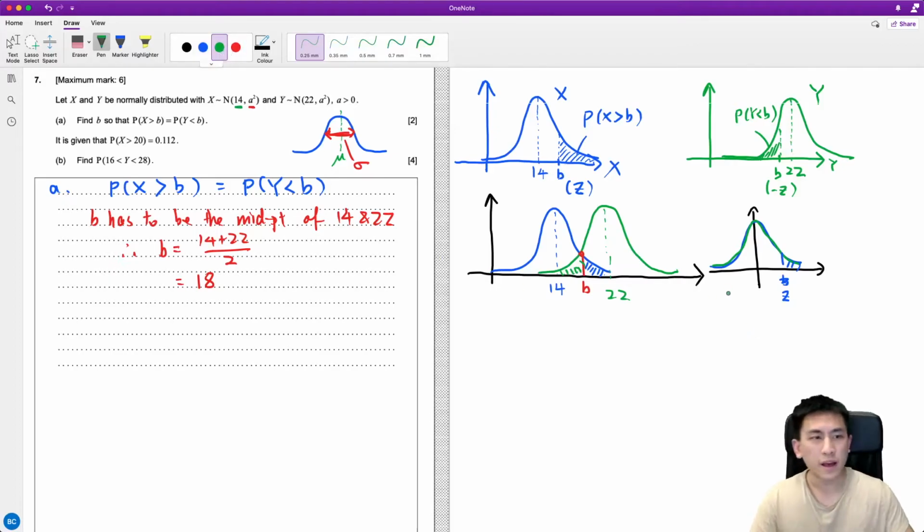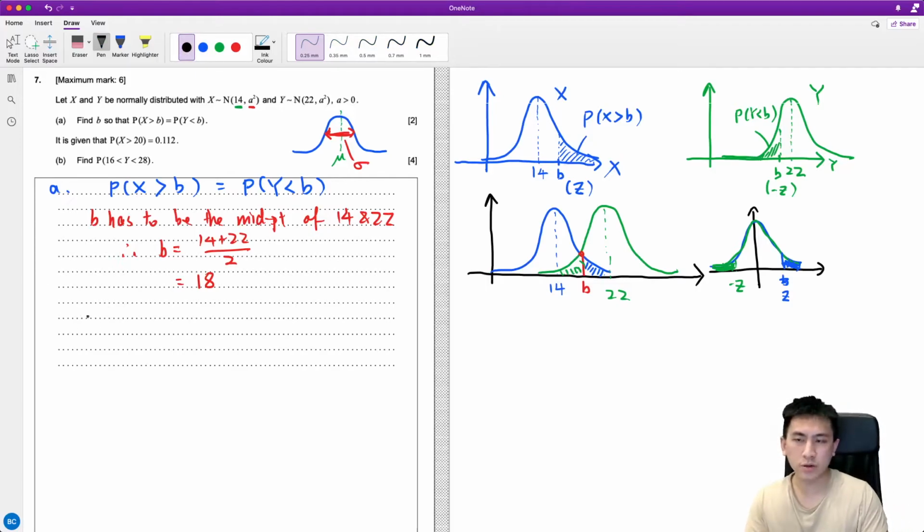Would have to be the same as the minus z on this part, right? That region, since they're symmetrical, right? That region has to be the same as that region for that to work. So then you can go through a completely mathematical argument, basically equating the two z-scores. Meaning you can do something like, actually, I'll just do it here. You can do something like the z-score of x for b, right?